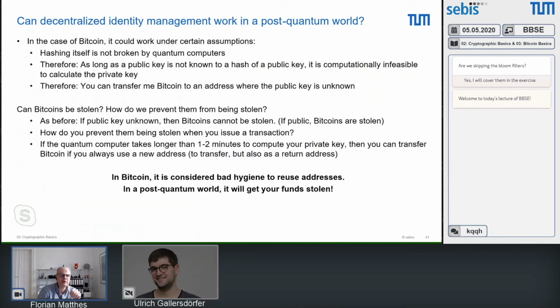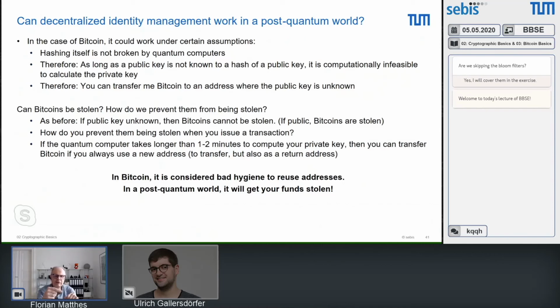The question is now, what does it mean for the decentralized identity management system? And again, if it's based on factorization, it could be broken. There is one way you could circumvent it. For example, for Bitcoin, even if you use the existing Bitcoin system, let's say after the quantum computers are very powerful, one approach would be that you only use each wallet once.